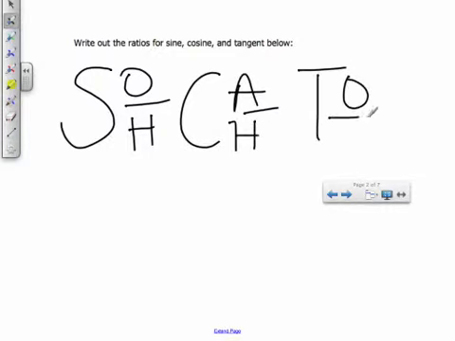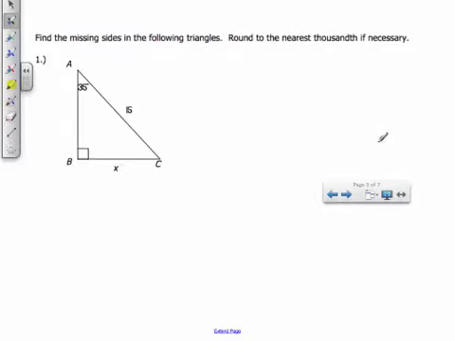taking oats away, or SOHCAHTOA, or sine is opposite over hypotenuse, cosine is adjacent over hypotenuse, and tangent is opposite over adjacent. So the first question says, find the missing sides in the following triangles, round to the nearest thousandth if necessary. So the angle that's given to me is this angle up here. I know it's 35 degrees.